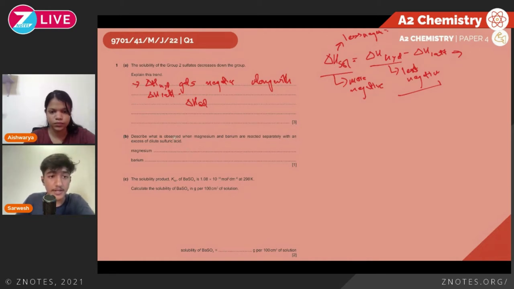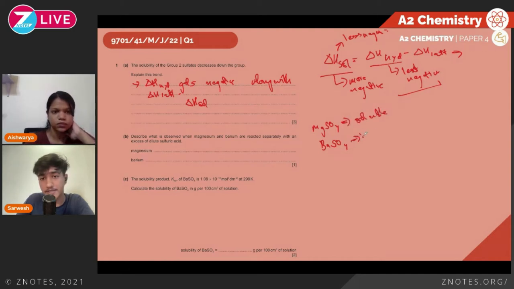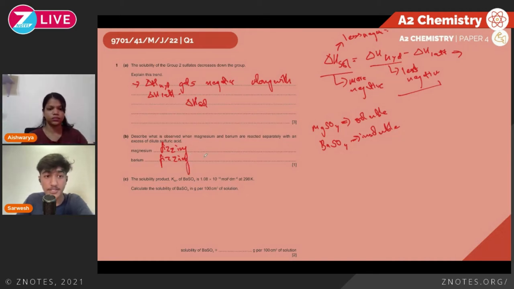So in part B, we are asked what we observe when magnesium and barium are reacted separately with an excess of dilute sulfuric acid. So when you react these, you would get magnesium sulfate and barium sulfate. So relating these to the group 2 sulfates, this is a soluble sulfate. This is insoluble. So generally when you put a metal in an acid, you see fizzing. So that happens in both of these cases. However, since magnesium sulfate is soluble, you won't see any other forms of precipitates or anything, just bubbles of hydrogen gas which is being evolved. But in the case of barium sulfate, you will see white precipitates of barium sulfate.